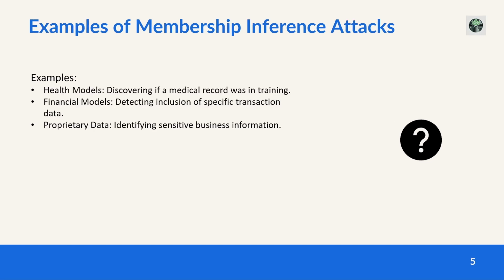To make this more concrete, let's look at some real-world examples. In healthcare models, attackers might discover patient medical records were included in the training set, which would compromise the patient's privacy. In financial models, they could detect whether specific transaction or customer data was used, exposing their confidential financial information. Similarly, proprietary business data can be identified. This would give competitors unfair insights into trade secrets or sensitive internal information.